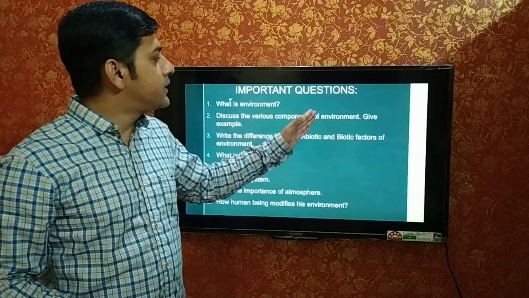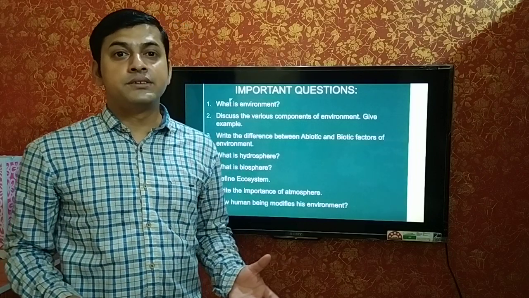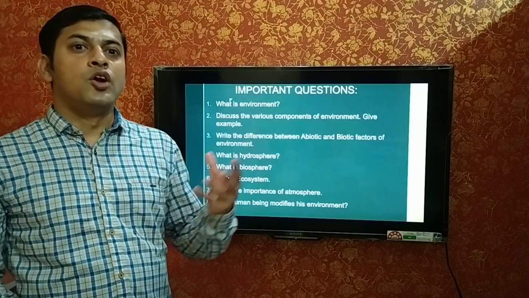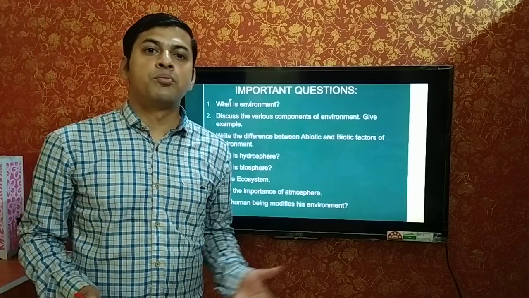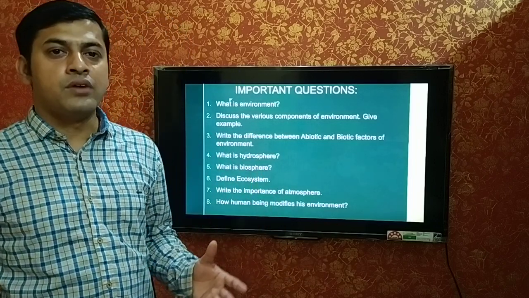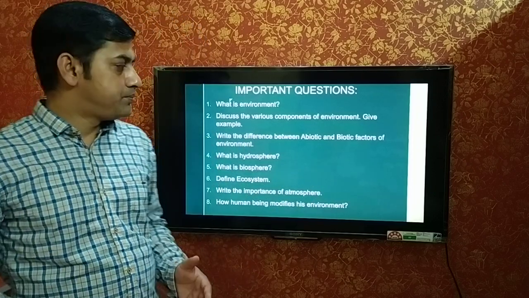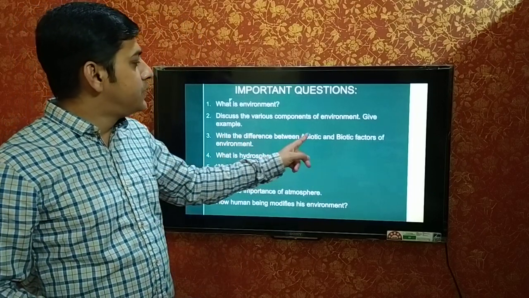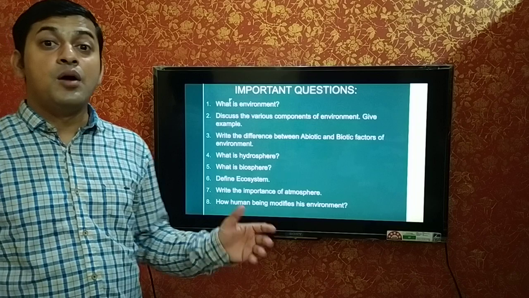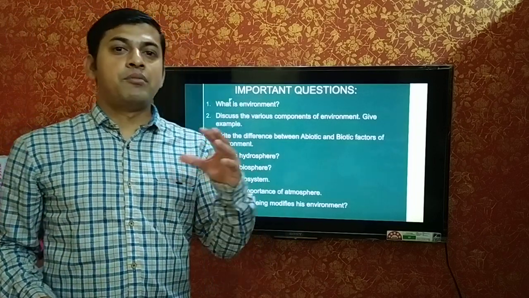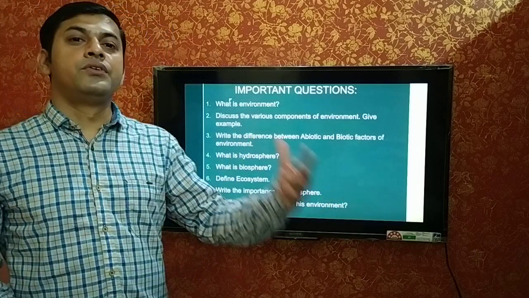Discuss the various components of the environment. Give examples. What are the major components? The various components are natural components, human beings, and human-made components. The answer is given in your book, on page number 2 of the chapter, and you have to write the answer with examples. Write the difference between abiotic and biotic factors of the environment. Biotic means living and abiotic means non-living. You can differentiate between them and also give examples.